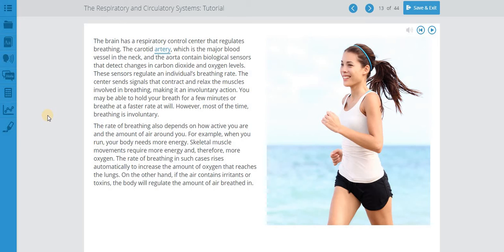Your brain has a center that regulates breathing. Its job is to electrically control your breathing. When your brain senses the oxygen levels in your body are low, it tells you to breathe faster. And this is all involuntary. The carotid artery goes from the body to the neck, and in fact, if you remember your pulse just a minute ago, that's one of the places you took your pulse in the activity. And the aorta contains biological sensors that detect carbon dioxide. Too much carbon dioxide, it tells your brain, hey, we have too much carbon dioxide. Your brain says, okay, breathe faster.